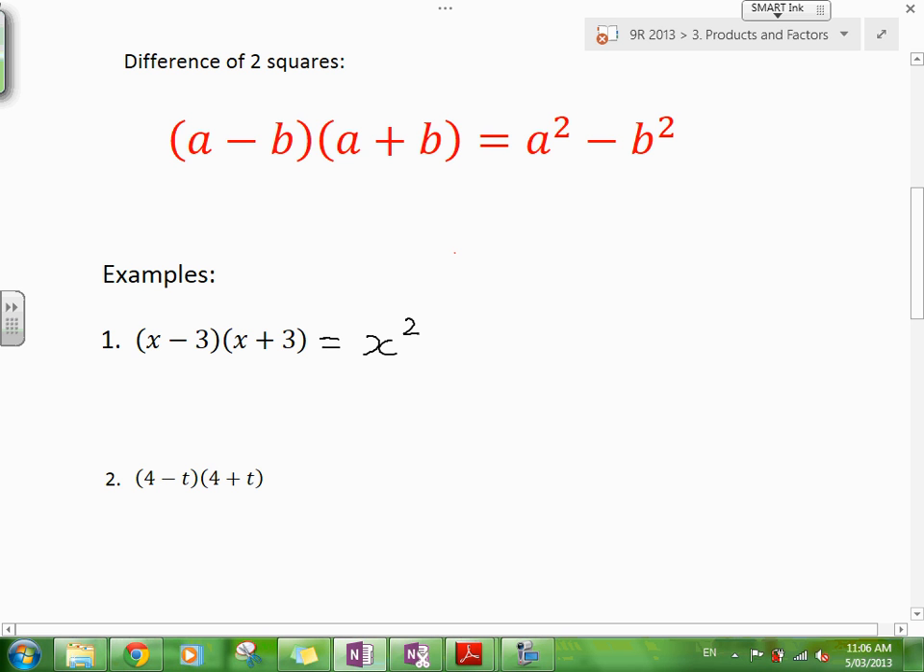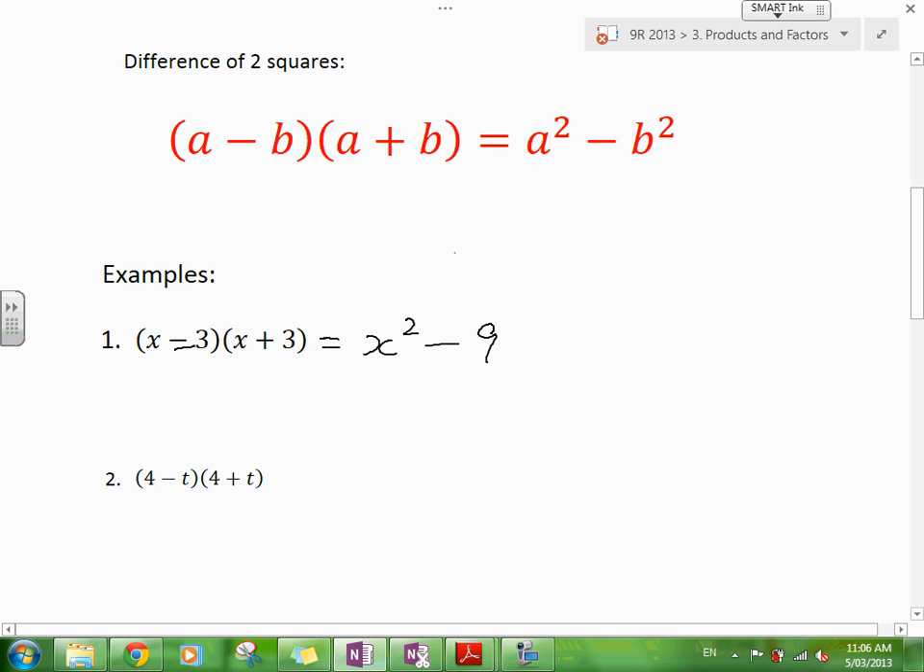X squared minus, sure, it's 3. 9. Yeah, so remember, it's the second one squared. So that's the quick expansion: x squared, we square the first one, and with a minus, we square the second one. Yes? Yes, pretty much, because minus 3 times plus 3 is minus 9. The other two terms cancel out.